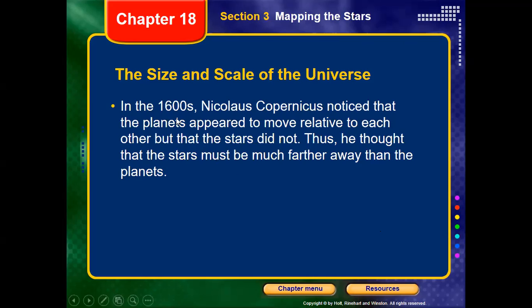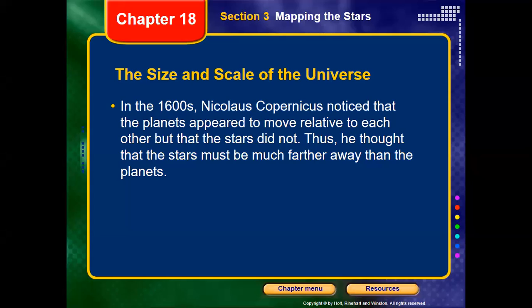So we said that in the 1600s, Copernicus, do you remember Nicholas Copernicus, guys? What is the theory of Copernicus? Yes, the heliocentric model, in which he first said that the sun is the center of the universe and planets rotate around it. So Copernicus observed that the planets appear to move relative to the Earth, while stars did not. That means we could easily observe the movement of the planets from the Earth, but we didn't observe that the stars move.